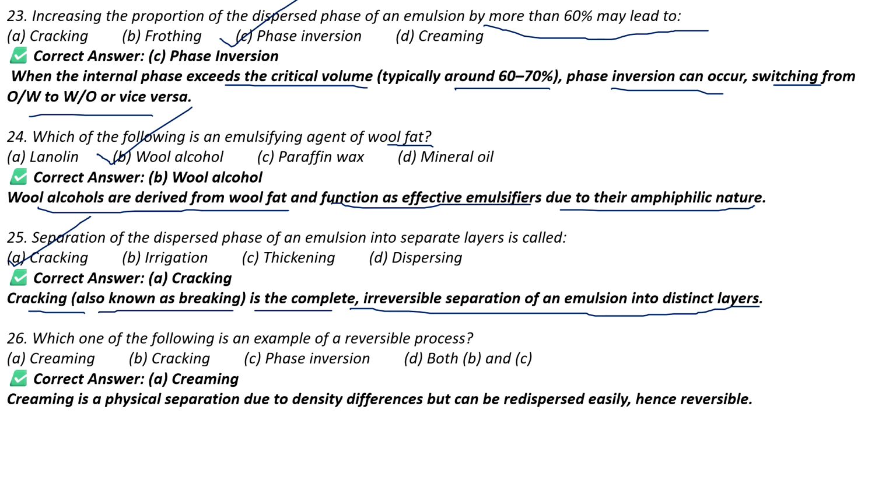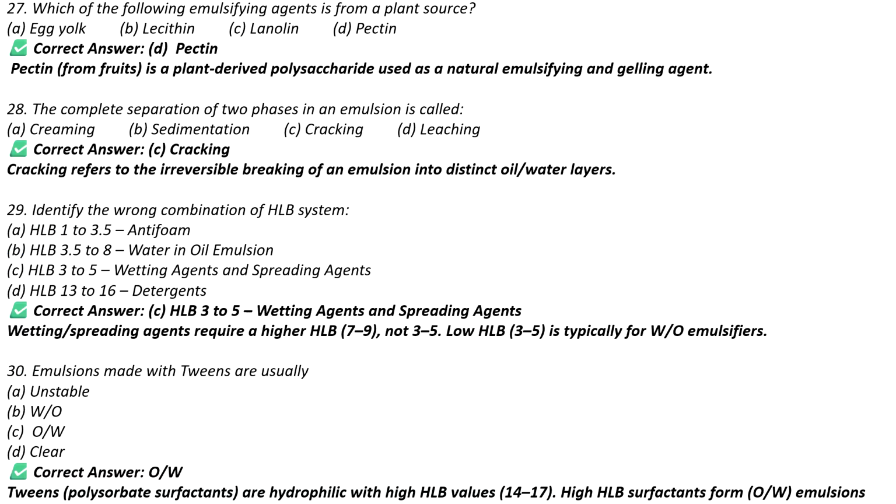Which of the following is an example of a reversible process? Options are creaming, cracking, phase inversion, or both B and C. So creaming is a physical separation due to density difference, but it can be redispersed easily, hence it is considered to be reversible, while the other options are considered to be irreversible. So we can say option A, that is creaming, is an example of a reversible process. So moving on to the next question.